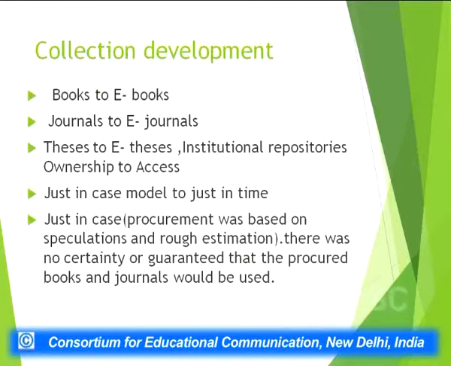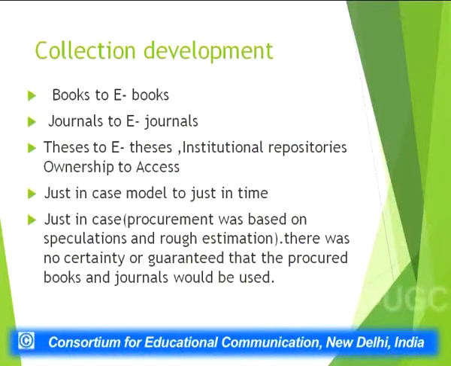There has been a paradigm shift in collection development too. Earlier in the manual system, we had books. Now we are actively procuring e-books. Journals, we had possession of physical issues of journals. Now we have everything online. Journals are available in electronic format, which are commonly known as e-journals. We had physical theses. Now with the advent of technologies, we have e-theses, and libraries and information centers are actively taking concerted efforts to set up institutional repositories.